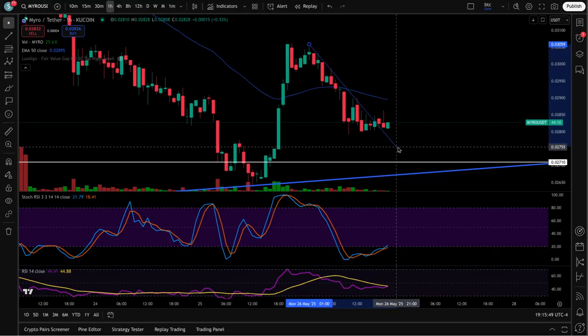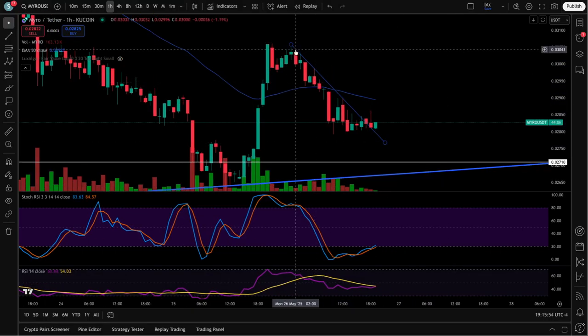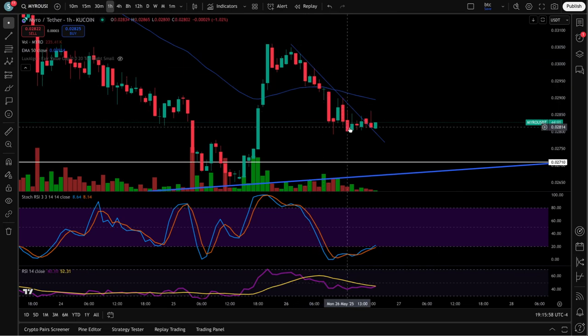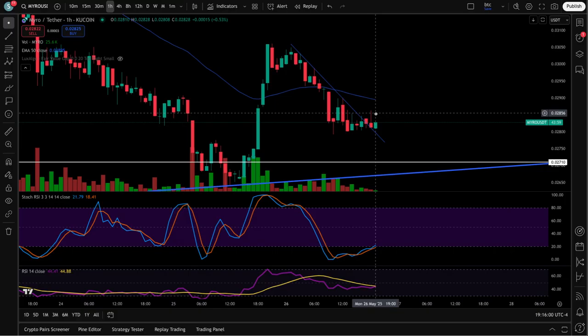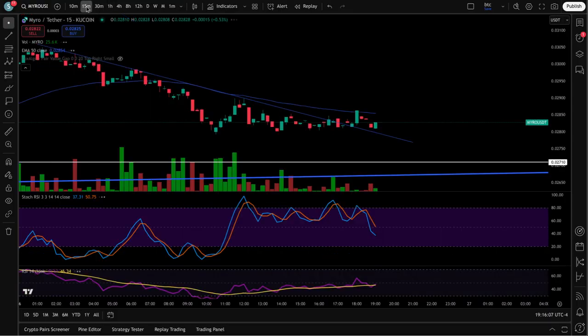Put it on there. There we go. Right there. Okay. You can see it was resistance. Hit it, rejected. Hit it, rejected. Hit it, rejected. Hit it, broke through it. Came back, retest. What are we on, the 15-minute here? 15 minutes trying to turn back up.